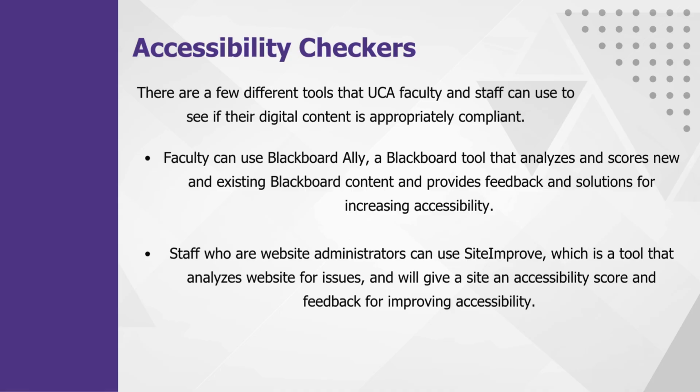Digital accessibility can be complex, and not everyone is particularly technologically minded. Thankfully, there are a few different tools that UCA faculty and staff can use to check if their digital content is appropriately accessible. Faculty can use Blackboard Ally, a Blackboard tool that analyzes and scores new and existing Blackboard content and provides feedback and solutions for increasing accessibility. Staff members who are website administrators can use SiteImprove, which is a tool that analyzes websites for issues and gives an accessibility score and feedback for improvements.